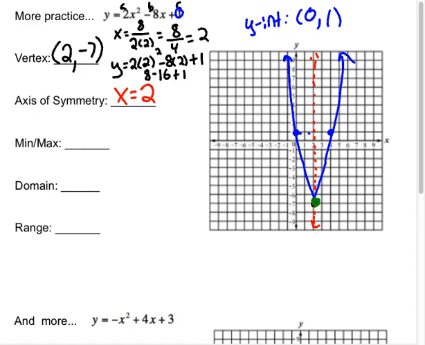Then, of course, looking at that oh so special vertex, it is the bottom of our graph, so that makes it a minimum. And its value is that y value of the vertex, that lowest value. Domain, all real numbers, or again, ARN, either one. And range, I'm looking at my y values. I take the y value from the vertex, and my graph is going up. So my y values are all greater than or equal to that -7.